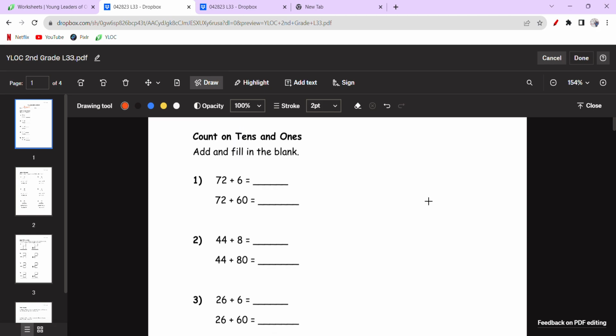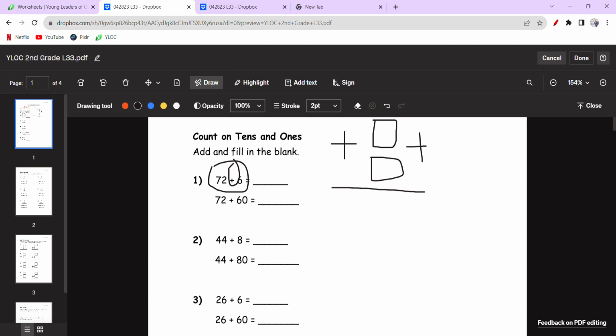We're looking at counting on tens and ones, right? A very simple format that I would recommend when we're adding or subtracting numbers is this format right here. We choose the sign we're using, which is addition. You put a number and then a number, and then you find the final answer. So in this case, it would be plus, because we're looking at this example right here, 72 plus 6.